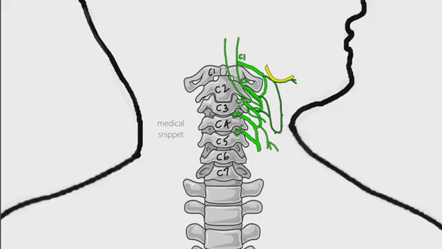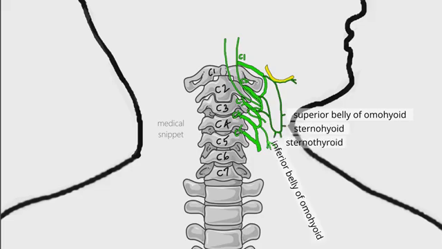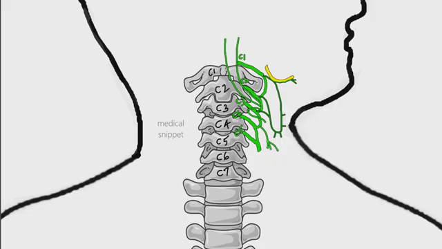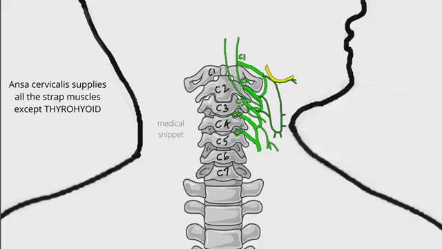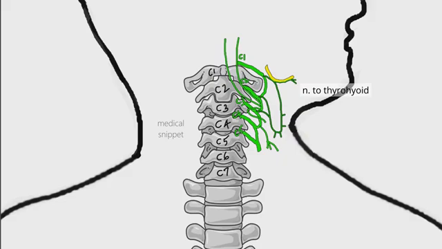Branches of ansa cervicalis are branch to superior belly of omohyoid, branch to sternohyoid, branch to sternothyroid, and branch to inferior belly of omohyoid. The ansa cervicalis lies in the carotid triangle, and it is superficial to carotid sheath. It should be noted that all the infrahyoid or strap muscles are innervated by ansa cervicalis, except thyrohyoid. Thyrohyoid is supplied by ventral rami of C1 through the hypoglossal nerve.